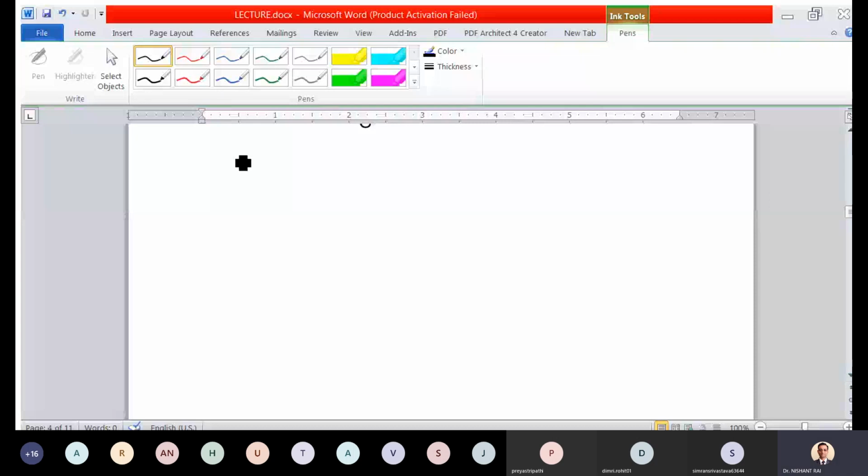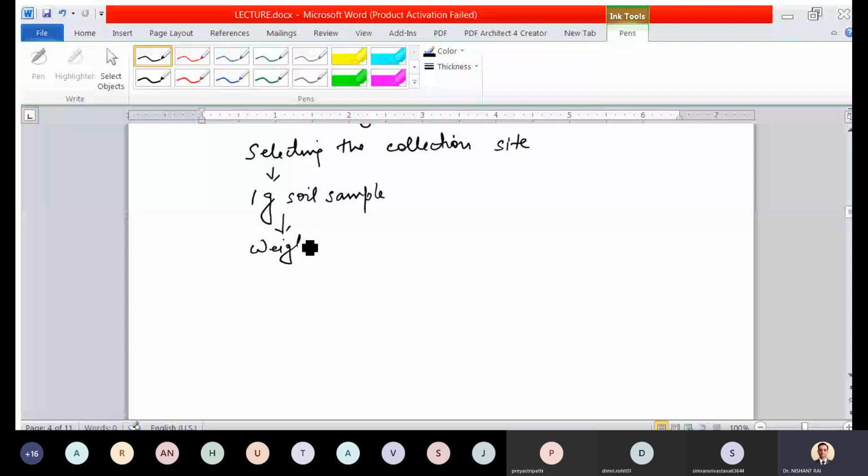So first what we are doing, we are selecting the collection site from where you will get the soil. It depends upon your interest, where you want to check the diversity of bacterial population, obviously in a natural environment. So you will select the site, and from there you will take 1 gram of soil sample, which will be dry, we will not take wet, and we will weigh it, and now we have 1 gram soil sample.